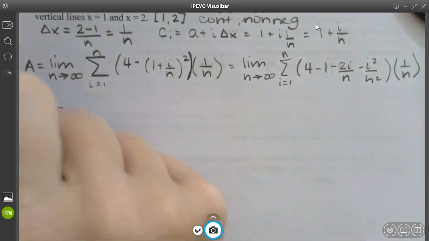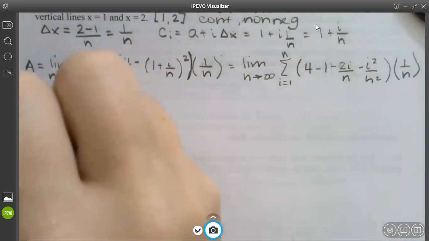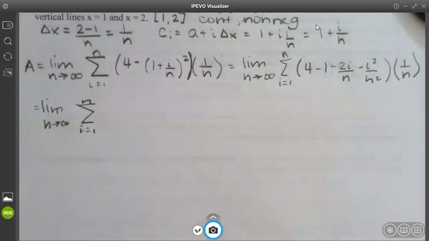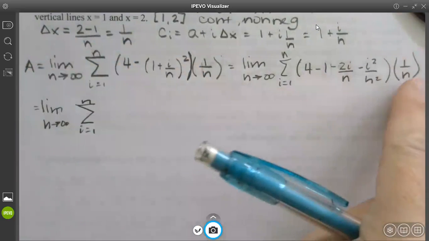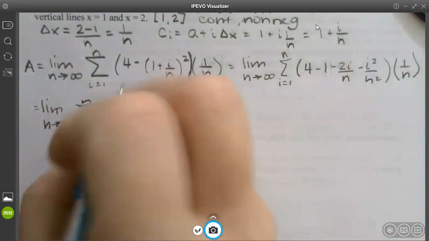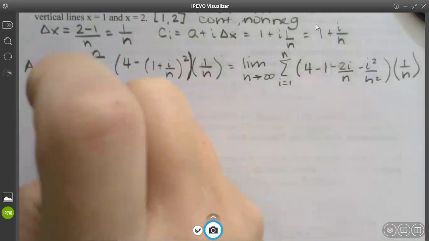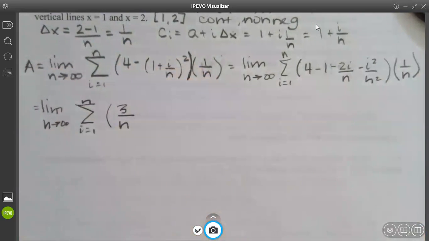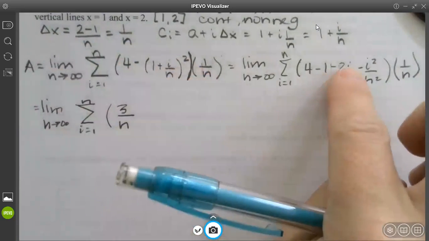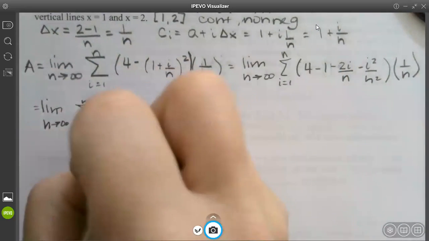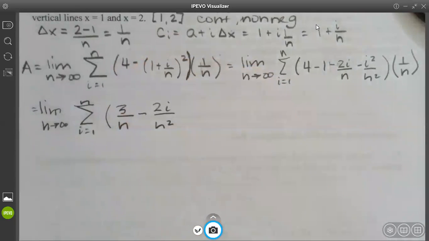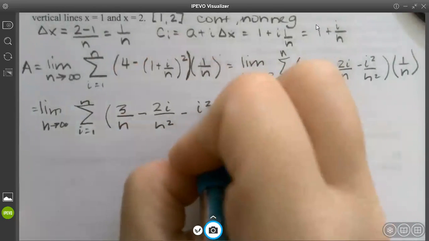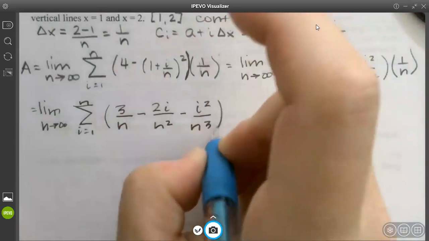the limit as n approaches infinity of the summation. What's 4 minus 1? 3, and then I'm going to multiply it by 1 over n. So you're just adding an n power to the bottom. I have negative 2i over n times 1 over n, which is going to give you n squared. And then i squared over n cubed.